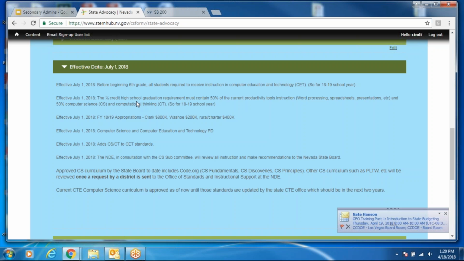All right, so then the second one, the half-credit high school graduation requirement must contain 50% of productivity tool instruction that we currently have, the word processing, spreadsheets, presentations, etc., and 50% computer science and computational thinking. So that begins July 1st of this year.